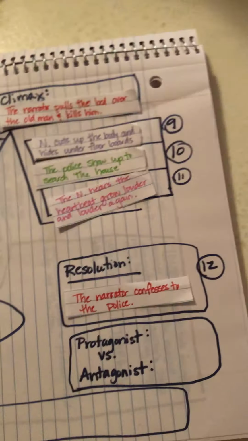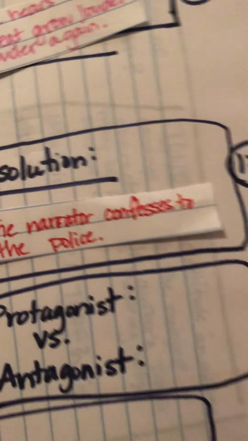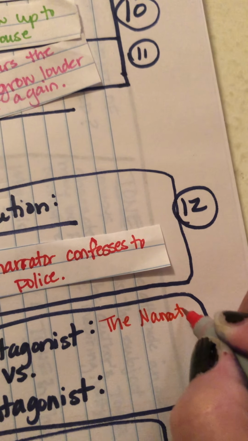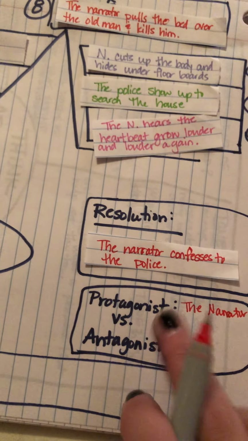So let's talk about the protagonist and antagonist, okay? So we know the protagonist is going to be the main character. So even though in this story our main character is a bad guy, our protagonist is going to be the narrator, right? Even though he's a bad guy. And the antagonist is going to be anything that goes against the protagonist.